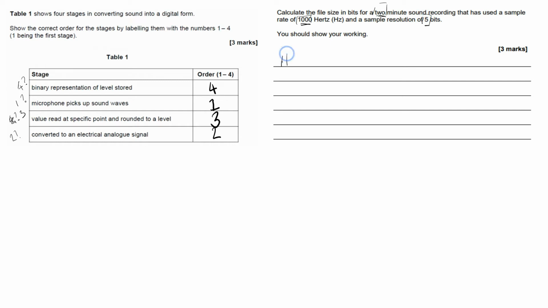So it is Hertz times the bits times the number of seconds, because Hertz measures the number of samples per second. So we want to make sure that we're doing 2 times 60 here to work out the seconds. So Hertz is 1000, bits is 5, and 2 times 60 is 120.